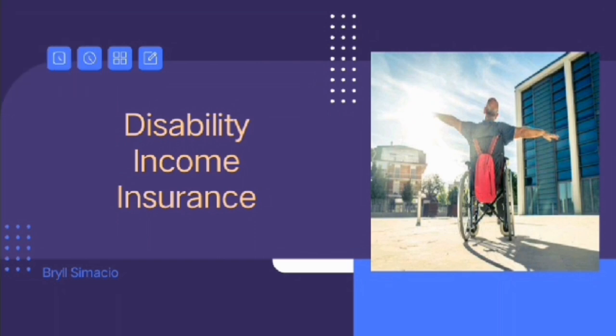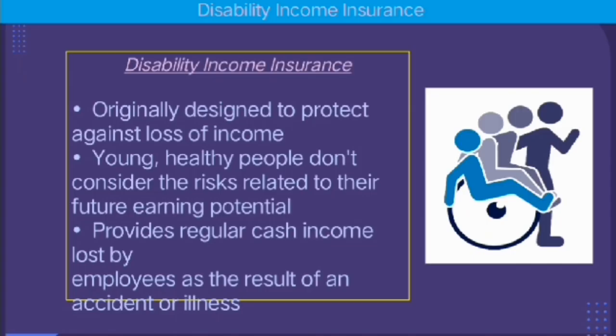When we say disability income insurance, this is the type of insurance that helps people financially when they are unable to work because of their disability, such as having a serious injury, illnesses or getting pregnant. So, it is also originally designed to protect against loss of income.